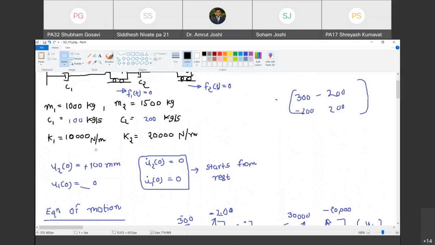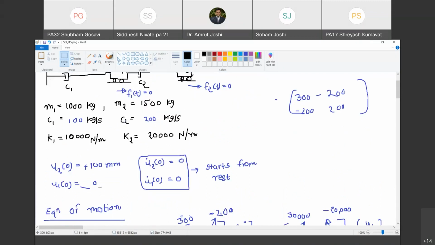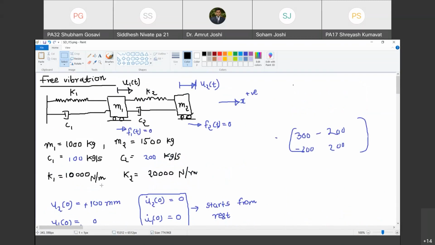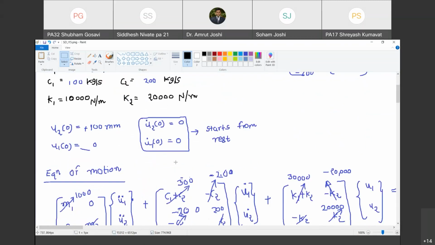However, this system is initially disturbed. इसमें u2 of 0 is given as 100 mm. That means the second mass has been pulled towards right of its mean position by 100 mm. And u1 of 0, however, is at its mean position itself. And u2 dot of 0 is 0 and u1 dot of 0 is 0. That means the system starts from rest. ये conditions हमने दिए थे. Are you with me? Yes, sir.